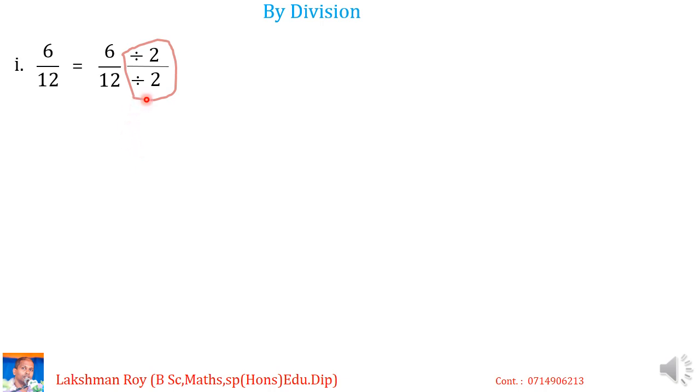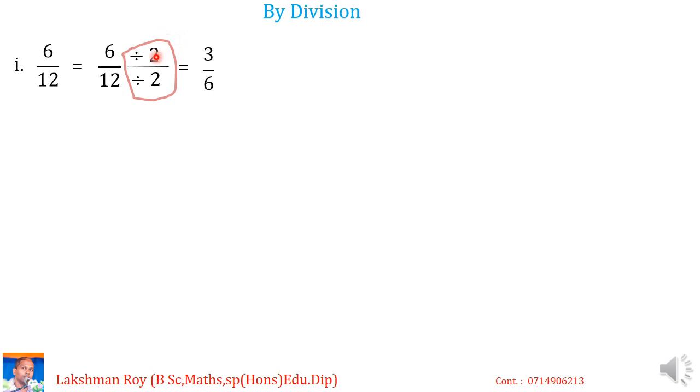Now you can find the answer, right? 6 divided by 2, write the answer in the numerator. 12 divided by 2, write the answer in the denominator, right? So that is easy. What is the answer? 6 divided by 2 is 3. 12 divided by 2 is 6, right? So this is one equivalent fraction. Let's try another one, right?